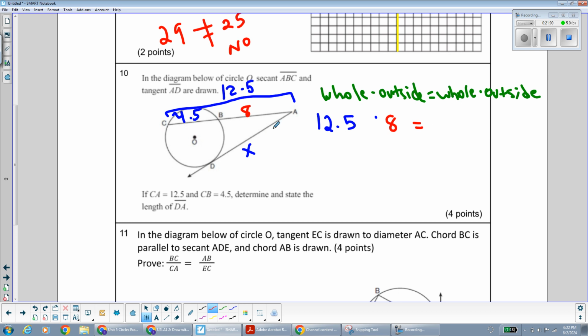And then for the tangent, the whole tangent is x. And since the tangent is entirely outside the circle, the outside part is the same thing as the whole whenever you do have a tangent. So I'm going to do 12.5 times 8, and I got 100. And it's nice when the numbers work out nice. If we take the square root of both sides, x is equal to 10. And x is what we're finding. We represented DA as x. 10 is the answer here.